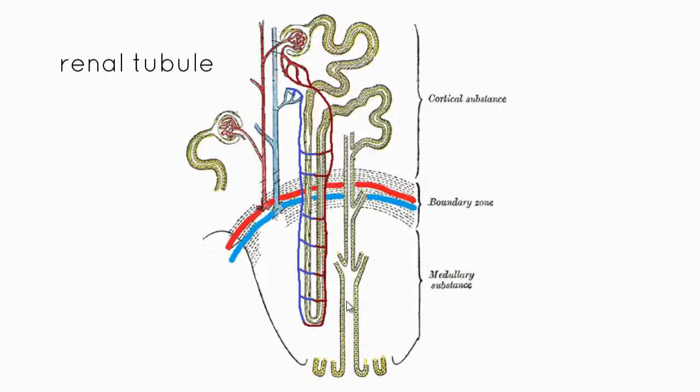So there are three sort of basic parts of the nephron. You've got the renal corpuscle consisting of the glomerulus and Bowman's capsule, and then you've got the renal tubule, and then the collecting duct at the end.